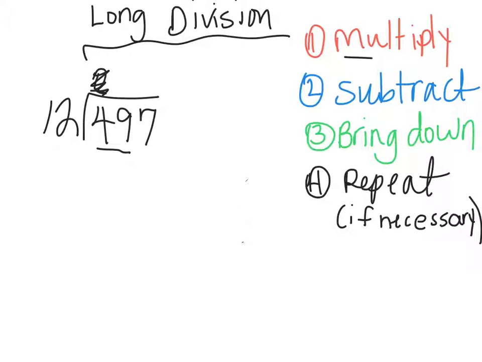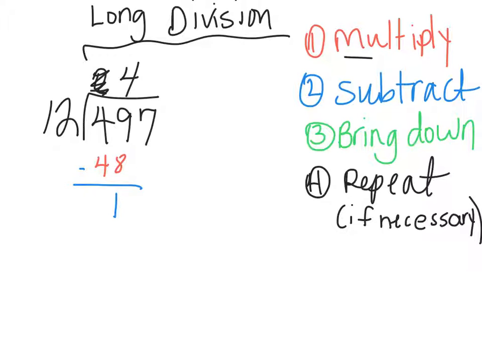Alright, let's see though what 12 times 4 is. Once again, if you don't know this off the top of your head, don't be afraid to turn this into a multiplication problem. 4 times 2 is 8, 4 times 1 is 4. So 48, aha, that's a lot closer to 49 than 36 is. So, 12 times 4 is 48. Okay, now I'm going to subtract since I just multiplied. 49 minus 48 is 1.